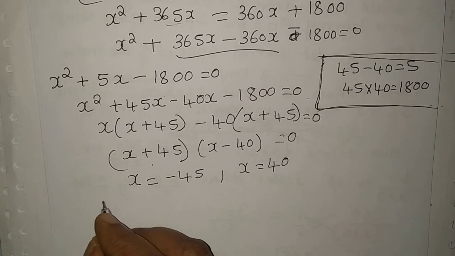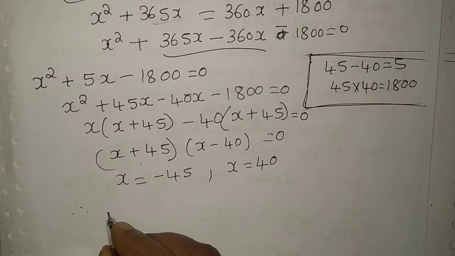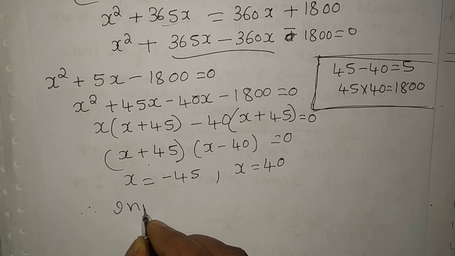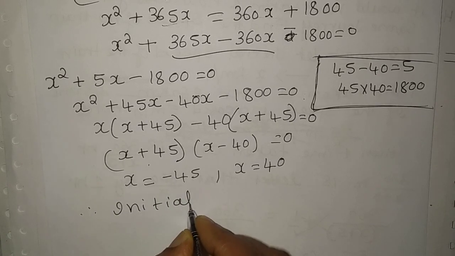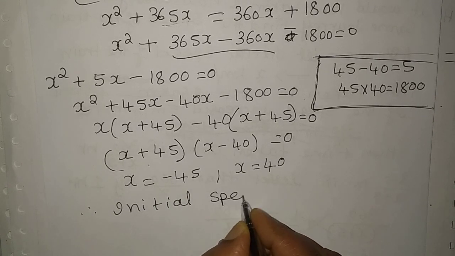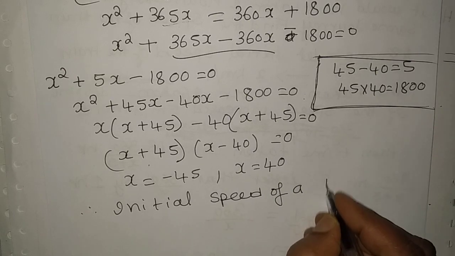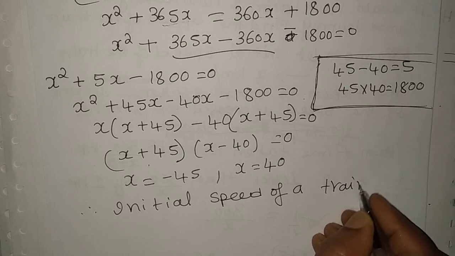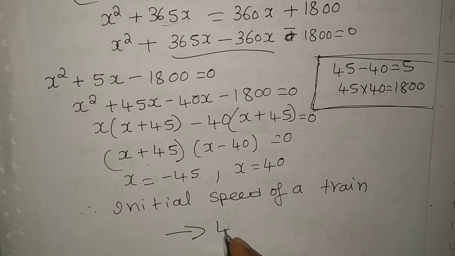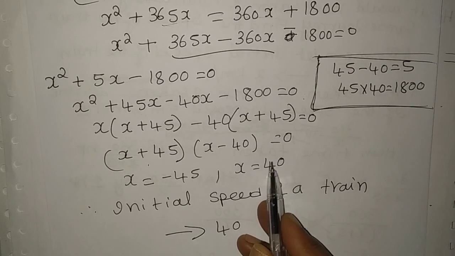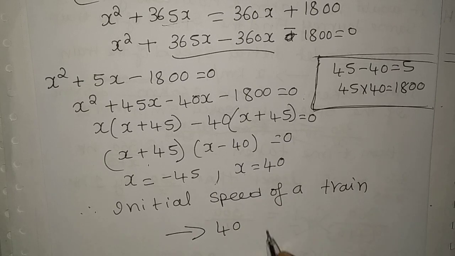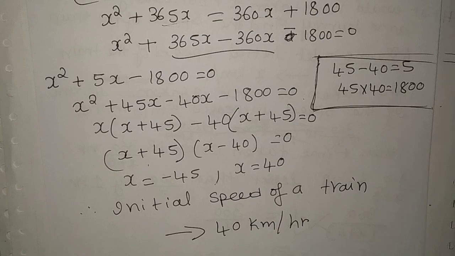Therefore, finally, the initial speed of the train, which we have taken as x, is how much? 40 kilometers. We can't take minus, so therefore x is 40 kilometers per hour. This is the solution.